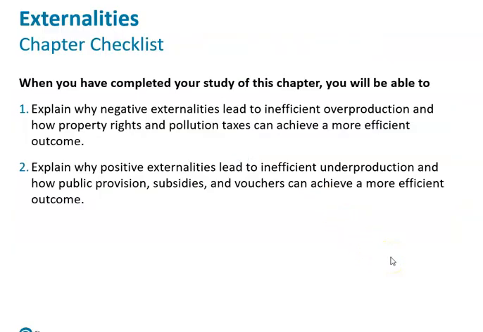So the chapter checklist is that at the end of this chapter, you should be able to explain why negative externalities lead to inefficient production and how property rights and pollution taxes can achieve a more efficient outcome. On the other side of it, you should also be able to explain why positive externalities lead to an inefficient underproduction and how different policies such as the public provision of certain goods, subsidies provided to producers, and vouchers provided to consumers can achieve a more efficient outcome.